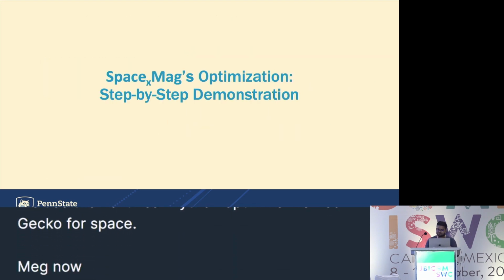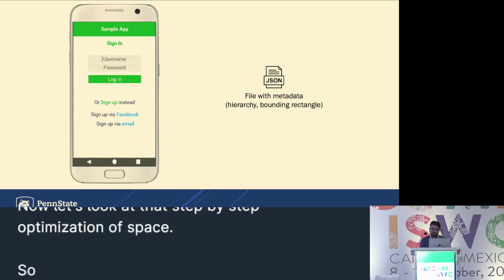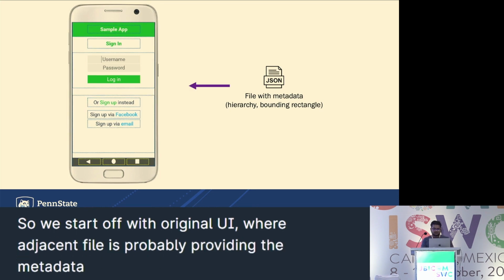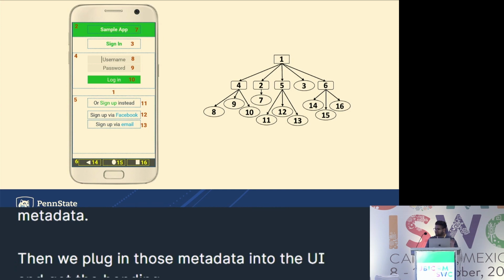Now, let's look at the step-by-step optimization of SpaceXMag. So we start off with the original UI, where a JSON file is probably providing the metadata. Then we plug that metadata into the UI and get the bounding rectangles. Now we have the tree.